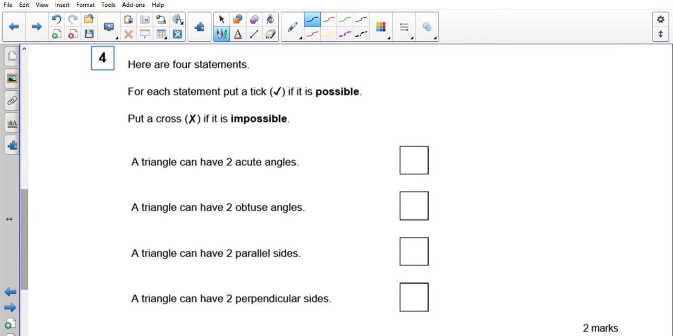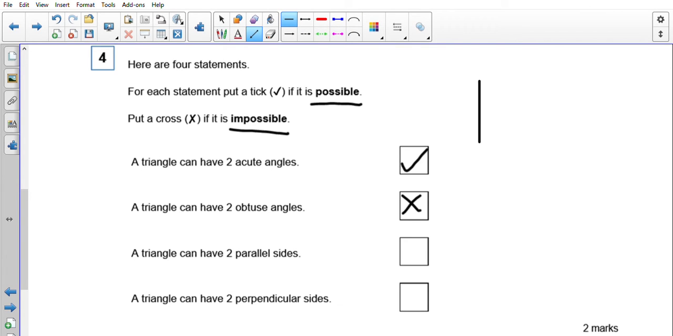Number 4. 4 statements. For each one, put a tick if it is possible, and a cross if it's impossible. So a triangle can have 2 acute angles. Yeah, of course it can. A triangle can have 2 obtuse angles. We've just discussed that above. A triangle can have 2 parallel sides. Parallel sides. Lines that always stay the same distance apart. Make a triangle out of that using one more line? Don't think so.